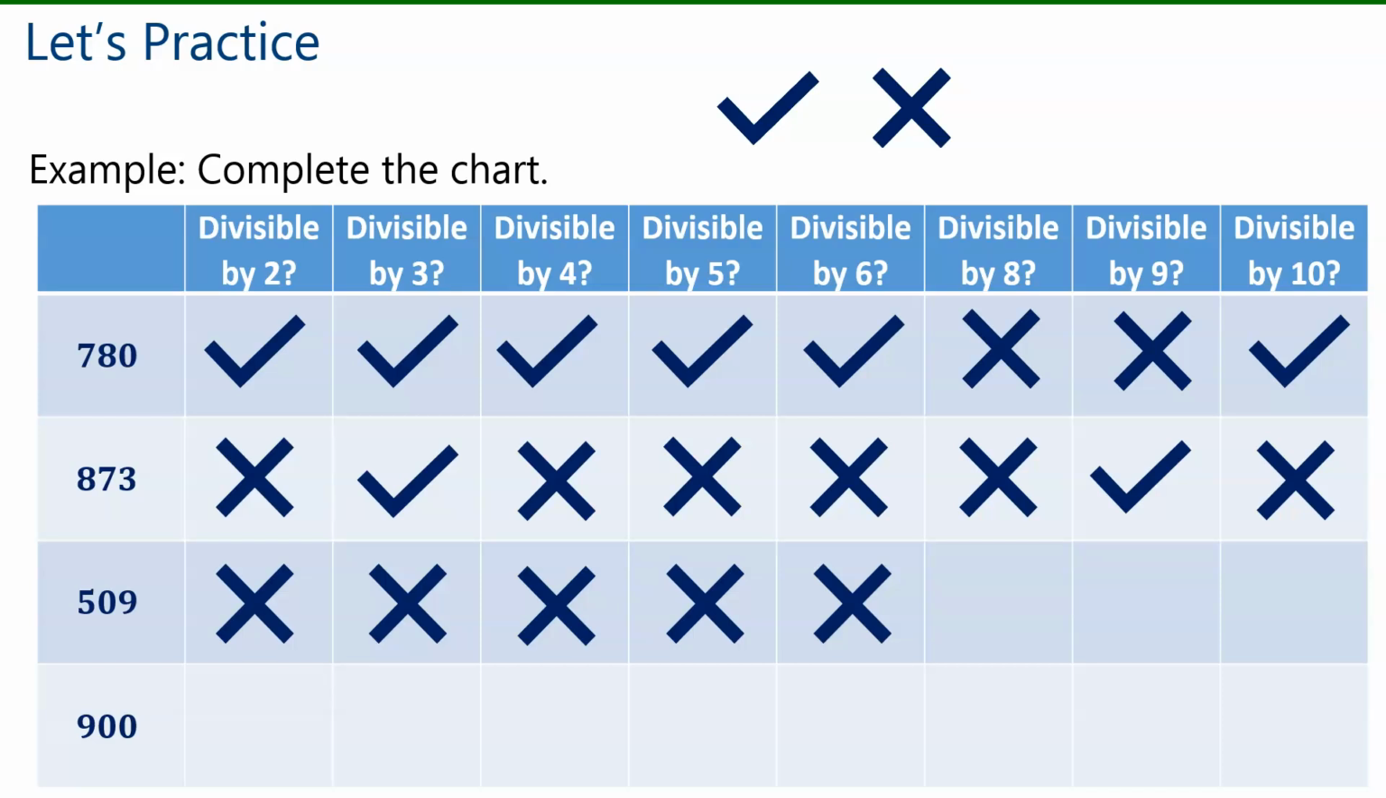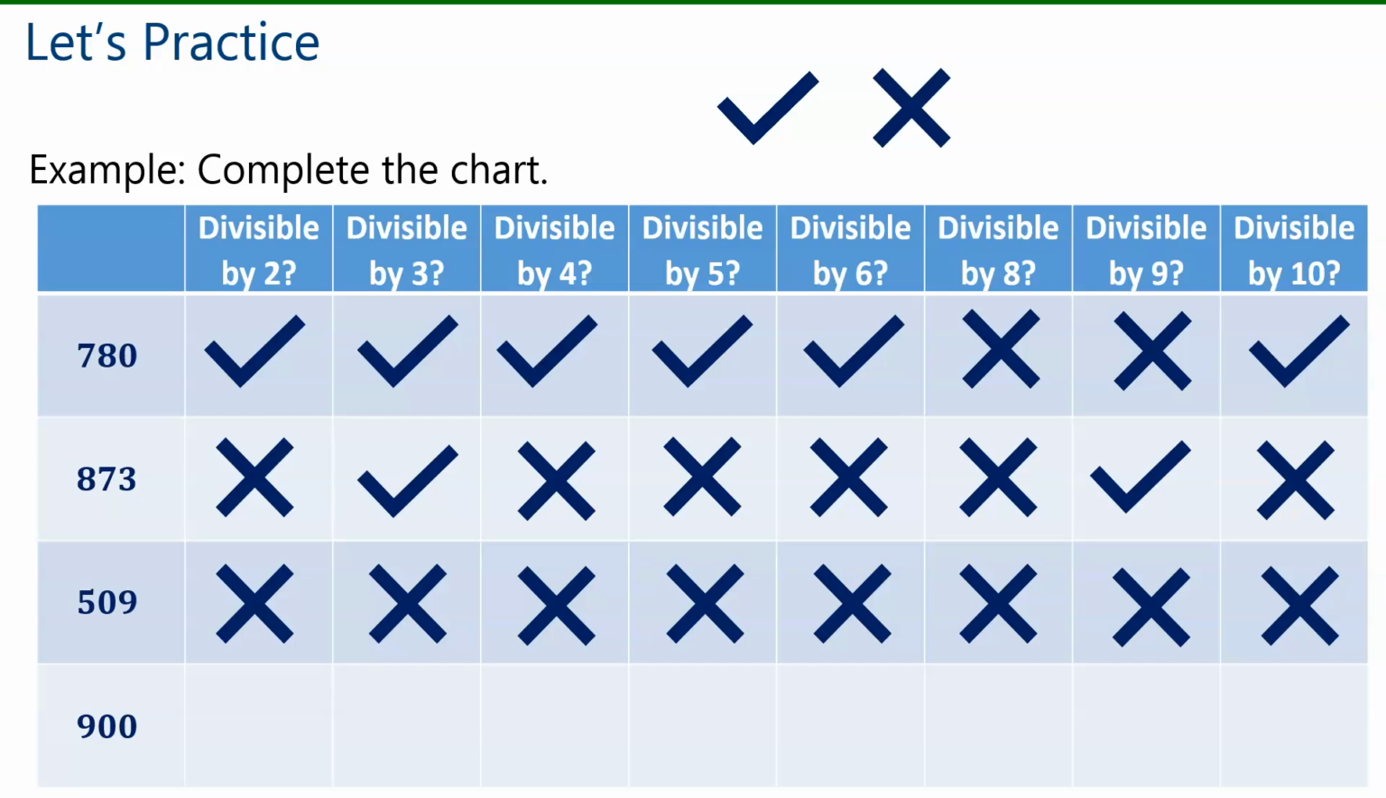It's not divisible by 8 because I just said it has to be even for 8. The digits added to 14, so it's no for 9. And it's not divisible by 10 either. Now just because none of these numbers worked, it doesn't mean that 509 can't be divided by another number.